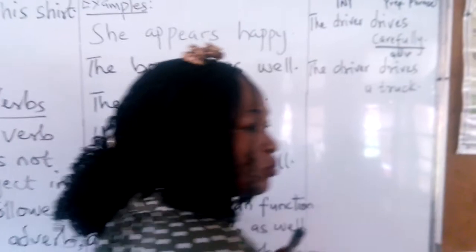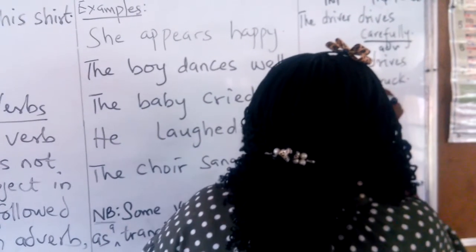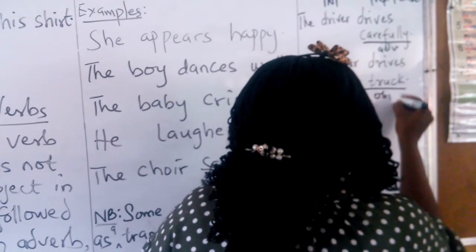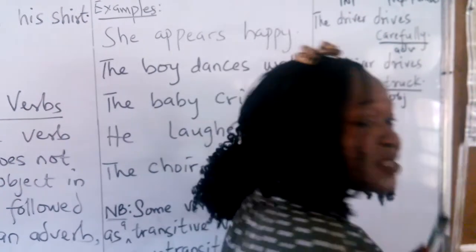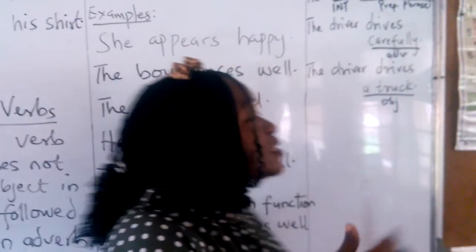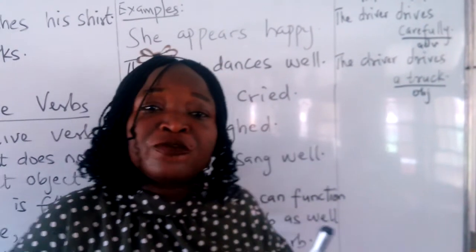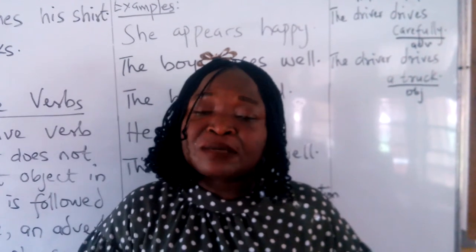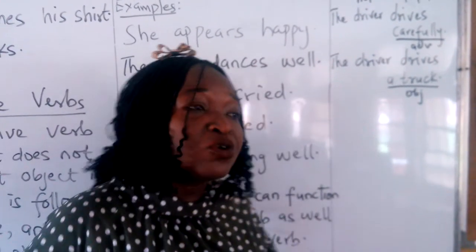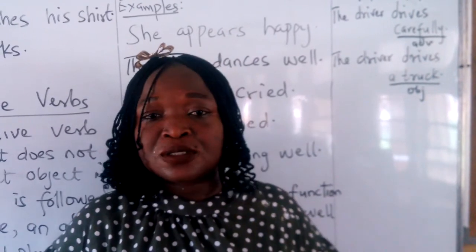While here we have, the driver drives a truck. So a truck in this sentence is an object that receives the action of what? Driving in this sentence. Okay, so this is simply how to differentiate a transitive verb from an intransitive verb. Simply ask the question, what about the verb? And it will take you to where it is serving as an object or not.